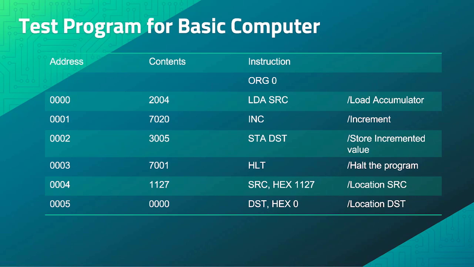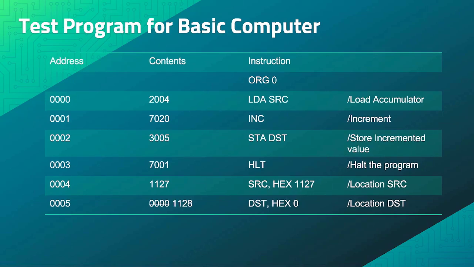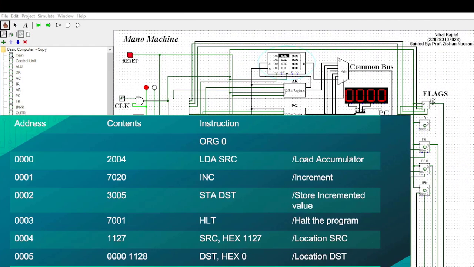Then the third instruction is store accumulator. It stores the incremented value to the location pointed to by DST. As of now, DST points to location number 5, so the incremented value, 1128, will be stored at location number 5. And then finally, we have the halt instruction to halt the execution. So after the execution, the content of location 005 must be 1128. Let's load this program into Logisim.